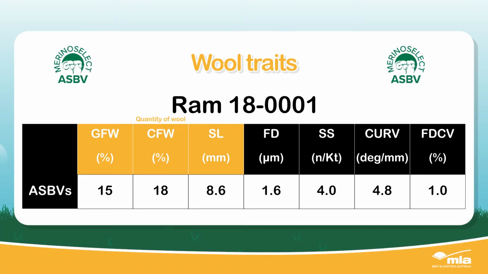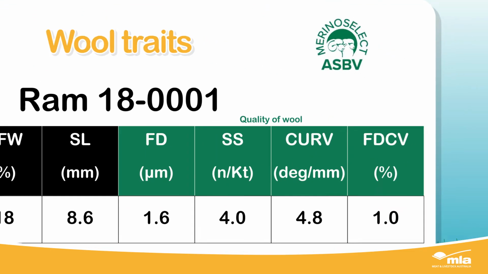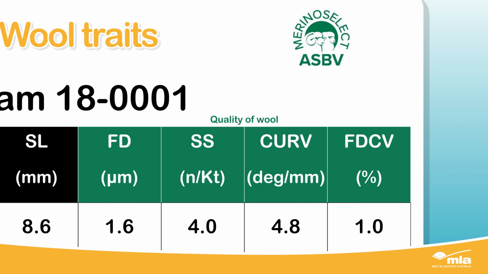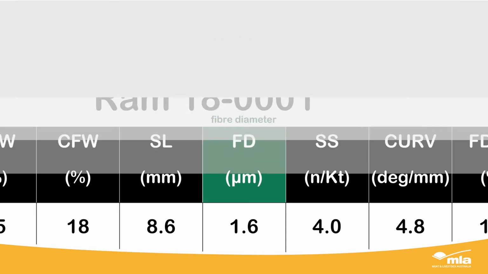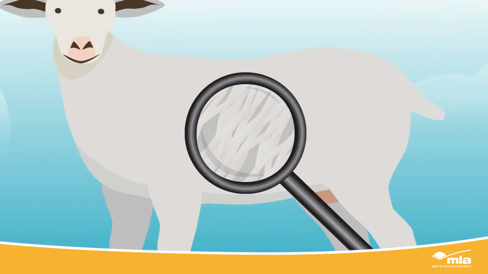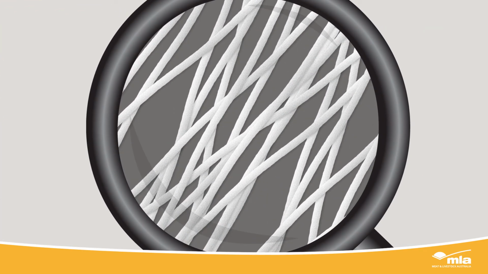More wool is important, however, the quality of wool also impacts profit. So let's take a look at the ASBV traits available for wool quality. FD is fibre diameter and is measured in microns. A ram with a more negative value will produce progeny with a finer wool.